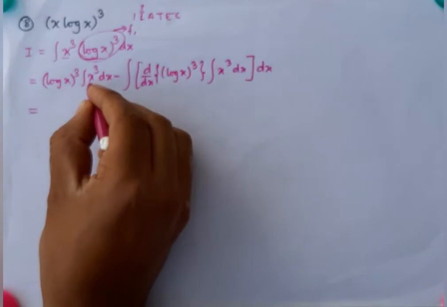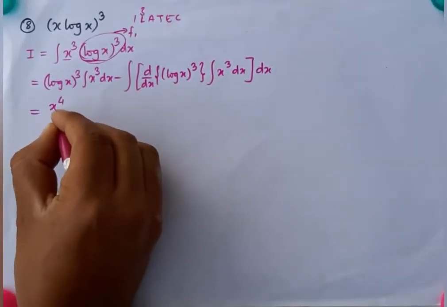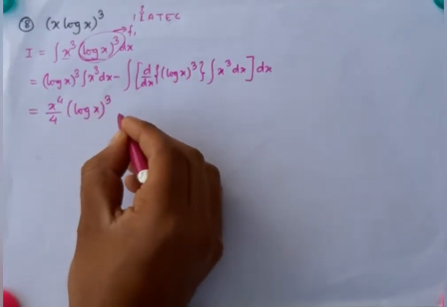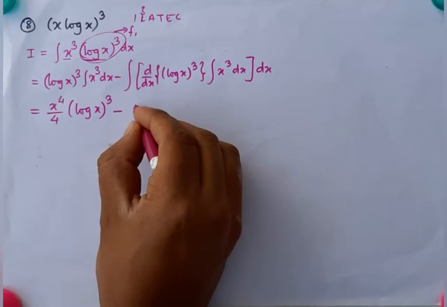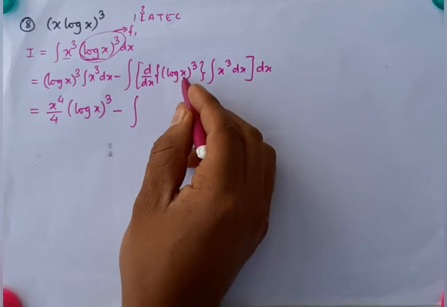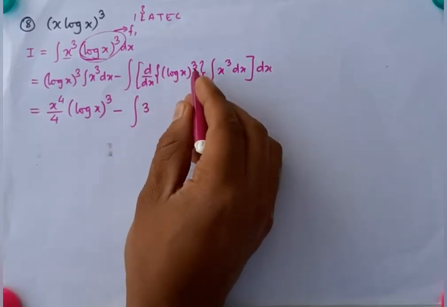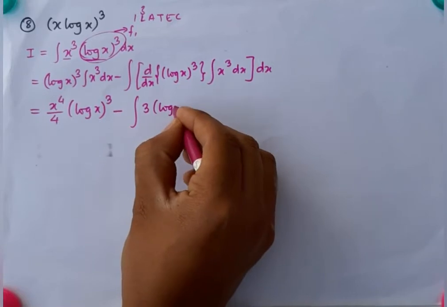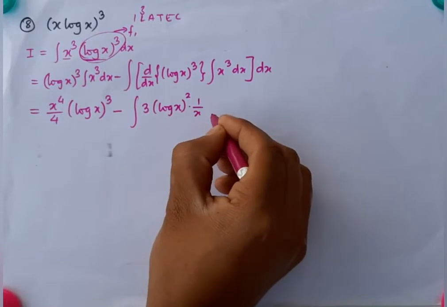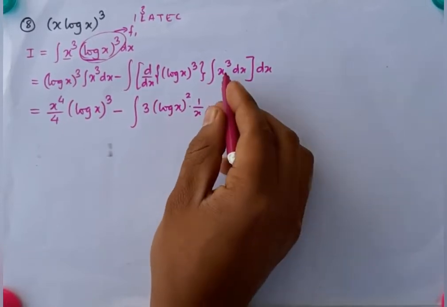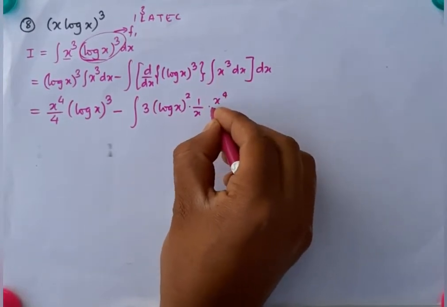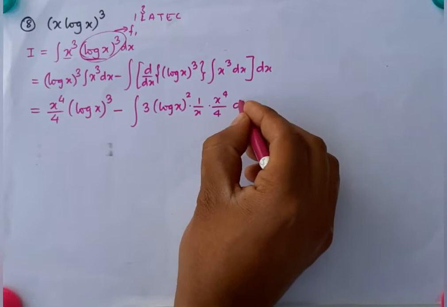So integral of x cube will be x to the power 4 by 4. So we have log x cube here minus, okay, so let's differentiate now. So you have to obviously use chain rule because you have got log x cube here. So it becomes, for power it will be 3 log x square. So this is just for power. Now for log x it will be 1 by x, isn't it? Into, so we have got x cube. Now the integration of x cube will be x to the power 4 by 4, isn't it? So we have got dx also.